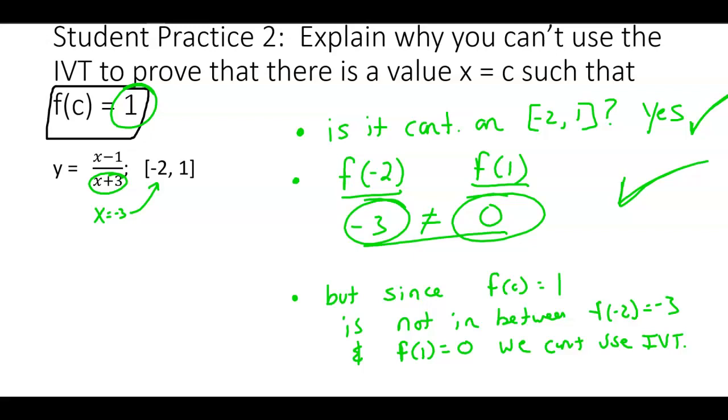Okay? Now you didn't have to say the f things. You could have left that out if that's confusing to you. It doesn't matter. You don't need that. You could say, but since 1 is not between -3 and 0, we can't use IVT. Okay, but there you guys have it. That is identifying reasons why you can't use the IVT.